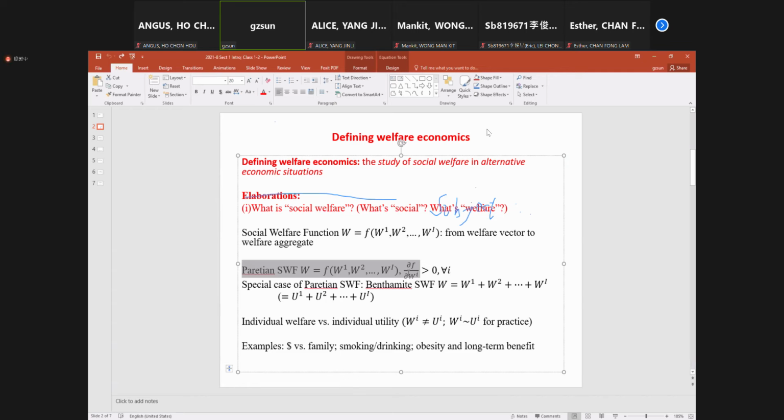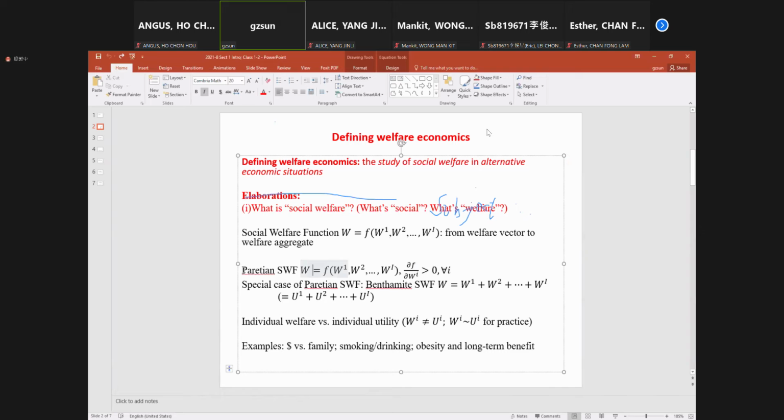Everybody matters, okay? This one captures the idea: everyone matters. If we can make one person better off, pleased, happier, and nobody else becomes worse off, then we should go ahead. We should take action.